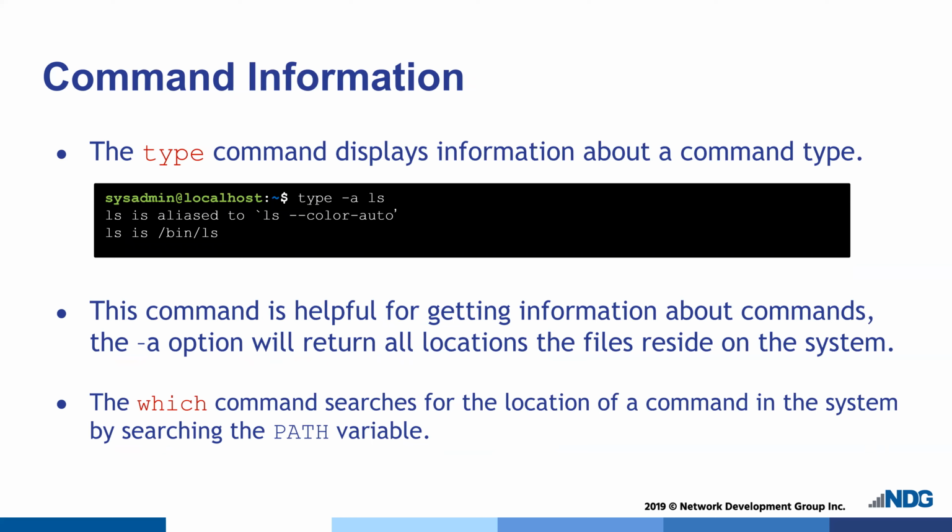The type command displays information about the type of command that you're running. So for example, if we run type -a ls, with the -a option it returns all the locations of that command. And in this case, ls is aliased to ls --color=auto. So instead of you having to run ls --color=auto every single time you want to run the ls command, it is aliased to ls so that you will just type ls by shorthand. And that ls is then stored in the bin folder under the ls file name.